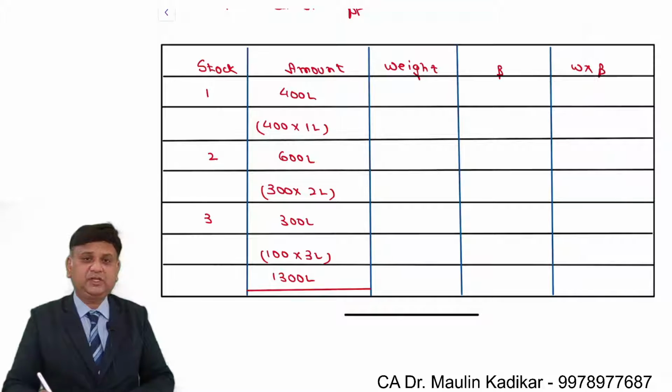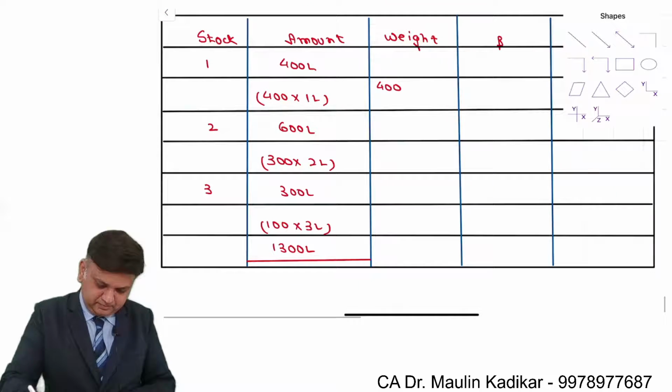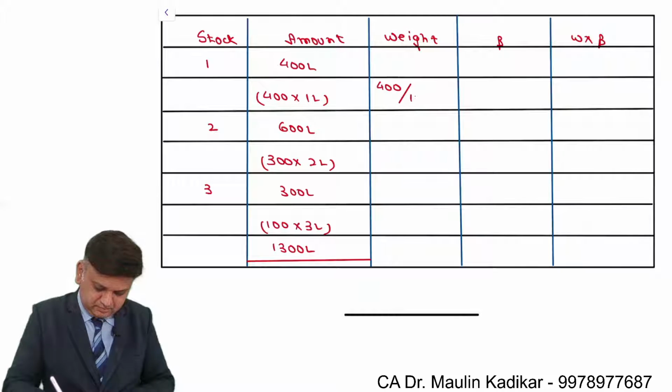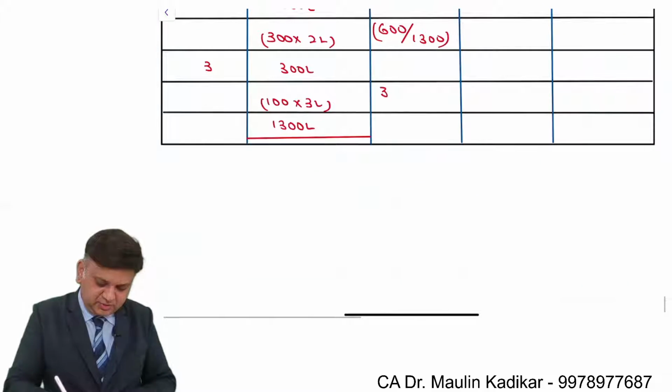The weight in which the investment is made is 400 upon 1300. Next is 600 upon 1300. And the last is 300 upon 1300.